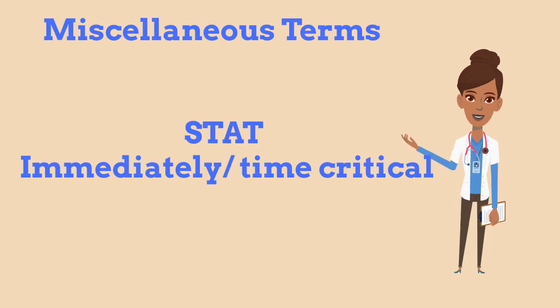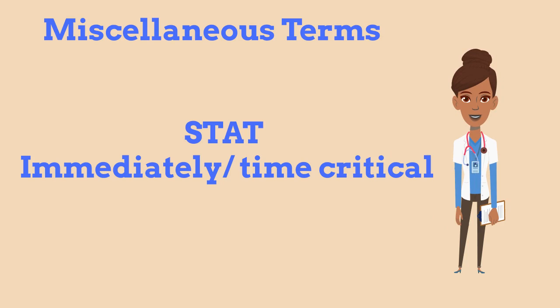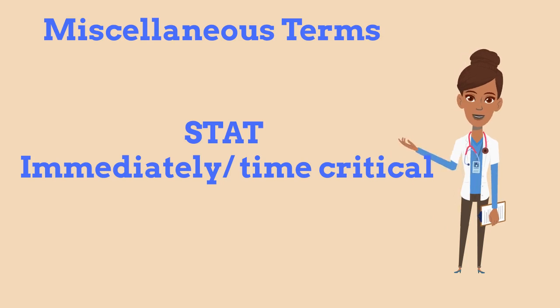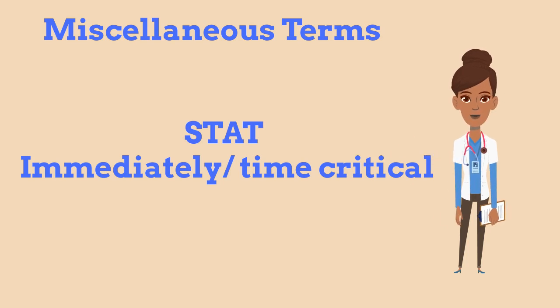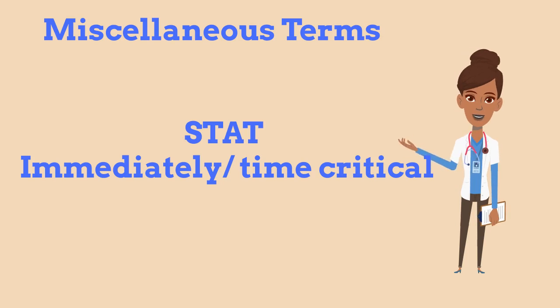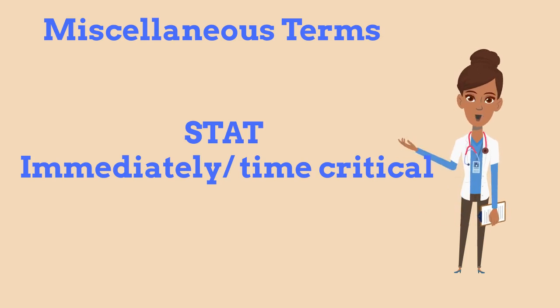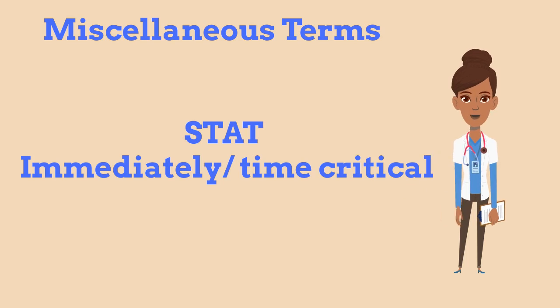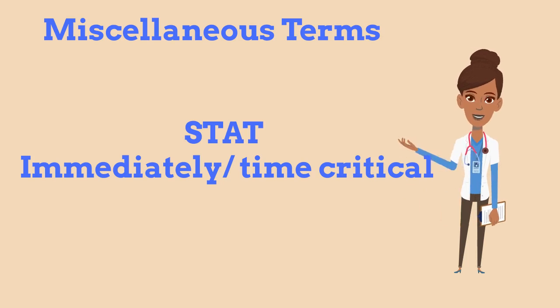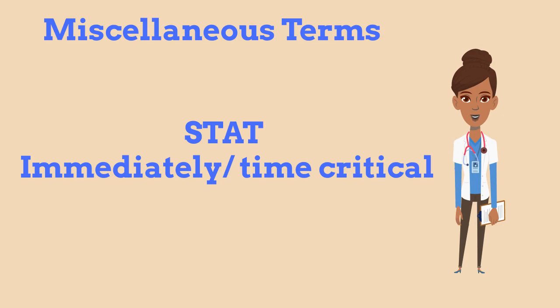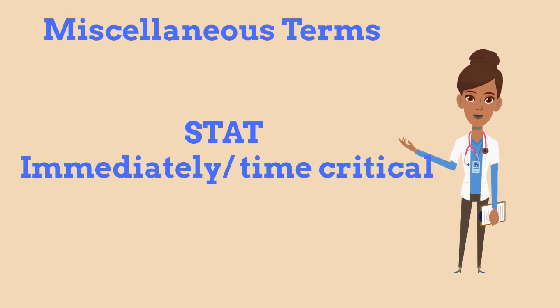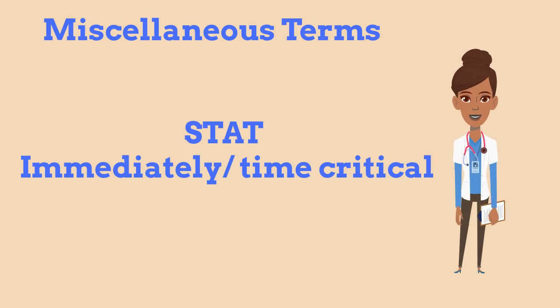Some other miscellaneous terms include STAT, which means immediately, or time critical. So whatever it is that is ordered by the doctor, for example, the doctor may order Ventolin STAT for a patient that is having an acute asthmatic attack, and that medication has to be given immediately in order to hopefully effectively relieve the patient's symptoms, or at least prevent it from worsening.